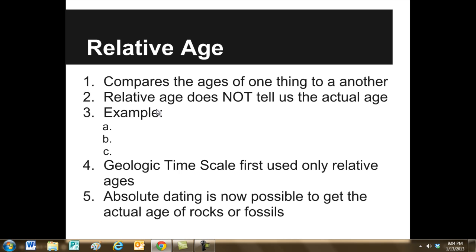Number 4, geologic time scale. At first, it only uses relative ages. The geologic time scale is just a timeline that paleontologists use to describe important events in Earth's history. Number 5, absolute dating. It is now possible to get the actual age of rocks or fossils. We have different techniques. I won't go into that in this presentation, but that would be something you could do some research on or look up in your textbook. Absolute dating can actually give us a very good estimate of how old these rock layers are, and therefore the fossils that are in those rock layers.